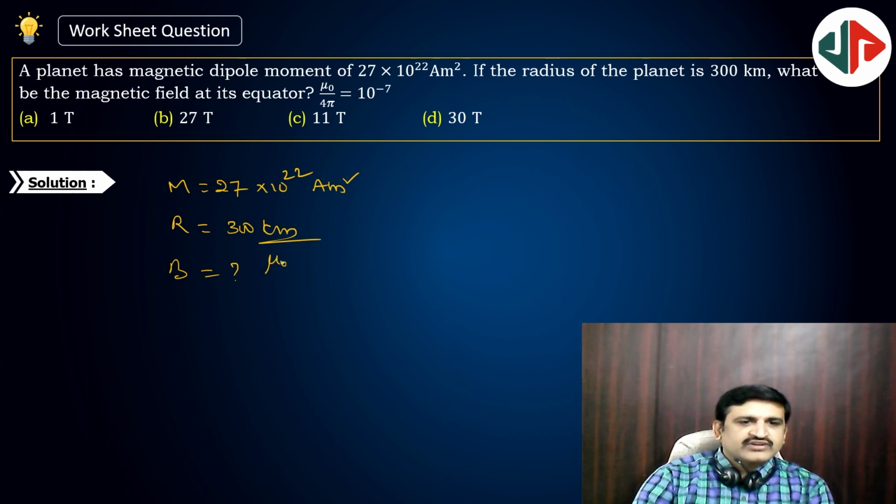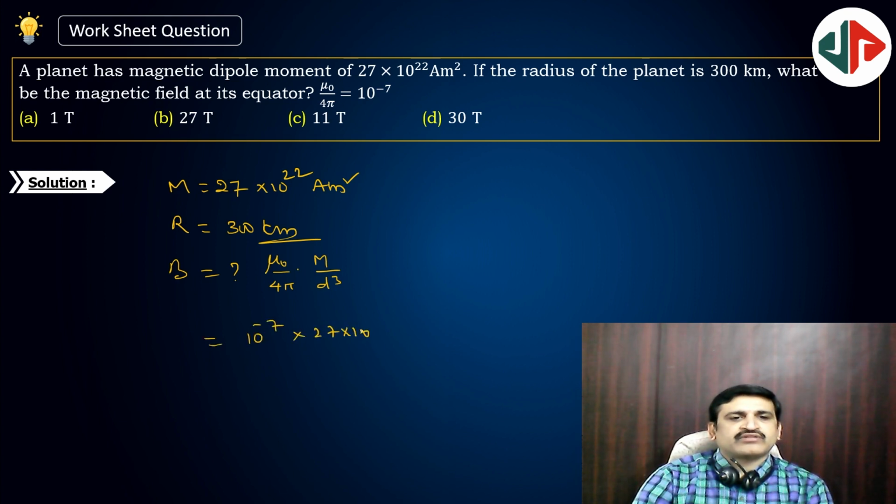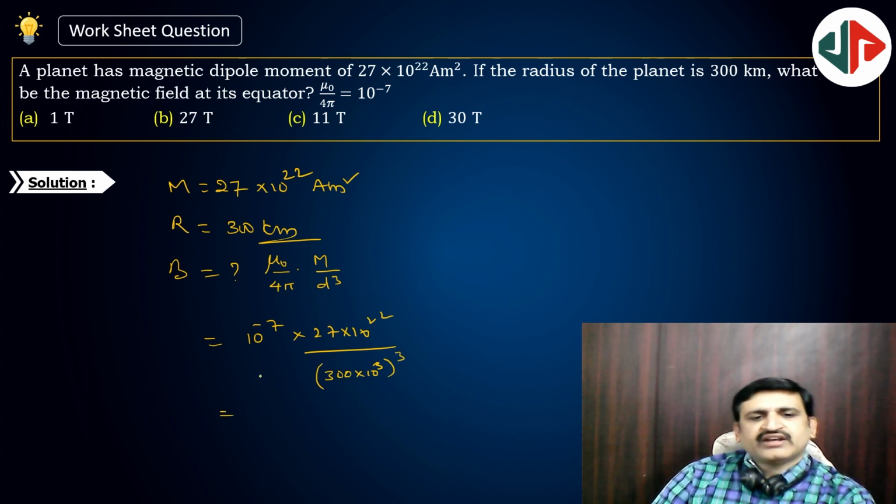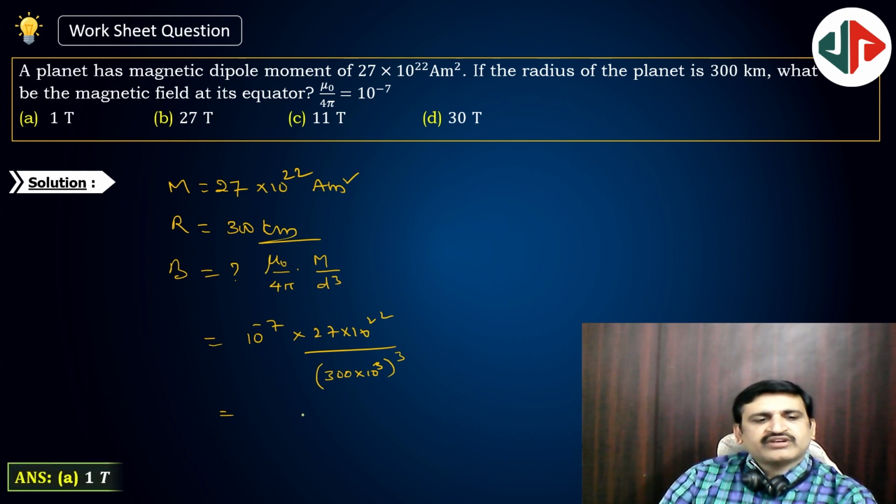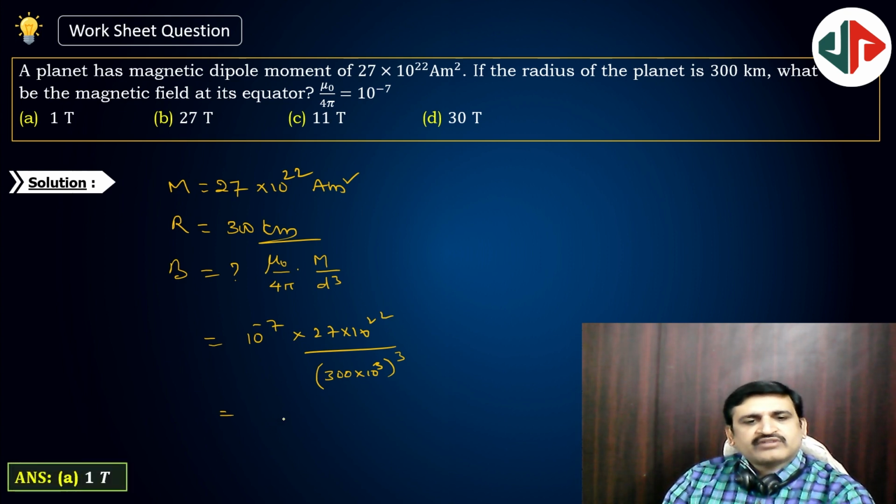The equatorial field we are trying to find out is equal to mu naught by 4 pi into m by d cube. So mu naught by 4 pi value is 10 to the power of minus 7, m is 27 into 10 to the power of 22, and d cube is (300 into 10 to the power of 3) cube, kilometers converted. In the simplification you can take 10 to the power of 22, so it should come 1.